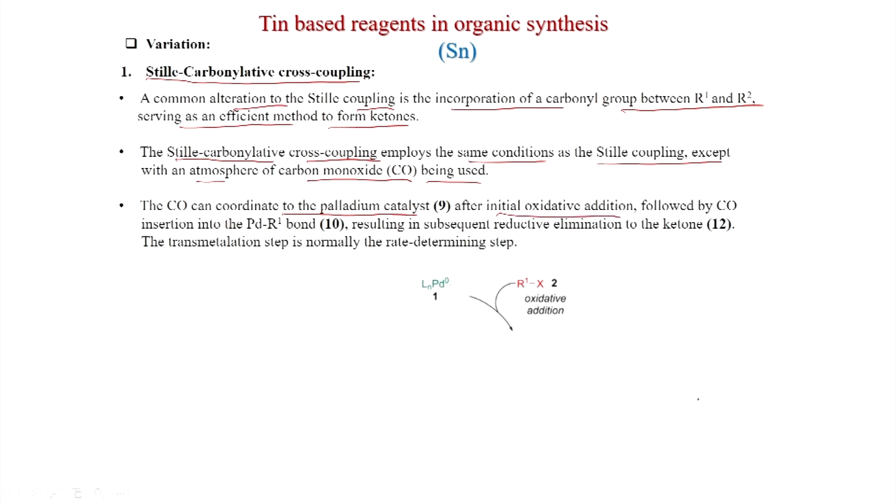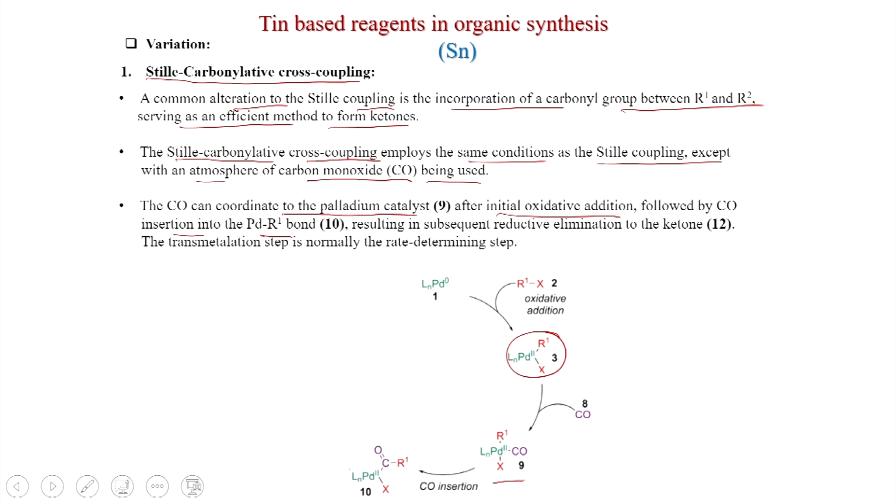So, this is the mechanism actually. Oxidative addition will happen as usual, and now at this stage the carbon monoxide will add. So, carbon monoxide is adding to the oxidative addition complex, followed by carbon monoxide insertion into the palladium-R bond. So, this complex will form, and then the insertion will happen. So, this is the insertion, this is a very important step.